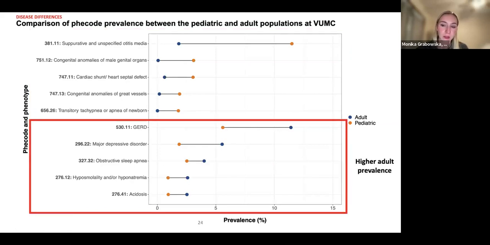And then here with the phe codes with higher prevalence in the adult population, we see a lot more chronic disease, things like GERD, major depressive disorder, obstructive sleep apnea, whatnot. But this added further motivation for developing specialized pediatric phe codes, given that there are clear disease differences in the pediatric and adult populations.